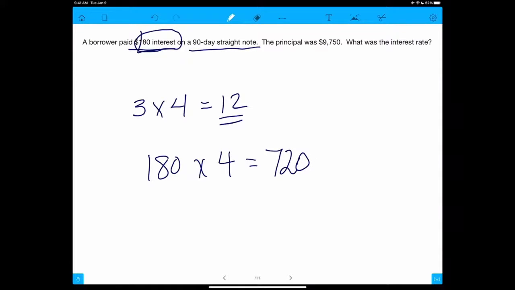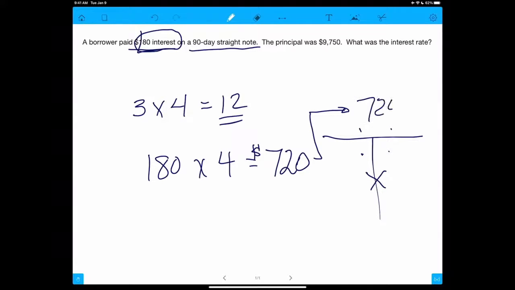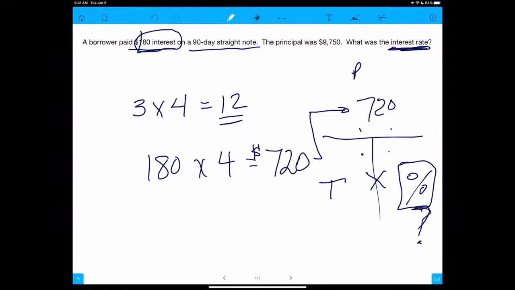$720. Now I can work the T problem. So I put my T up with my math symbols. What does $720 represent? It represents annual interest. Remember, this is part, this is total, and this is percent. We're solving for the percent. Pretty easy for us to know because it wants to know what's the interest rate. So we're solving for this box right down here.